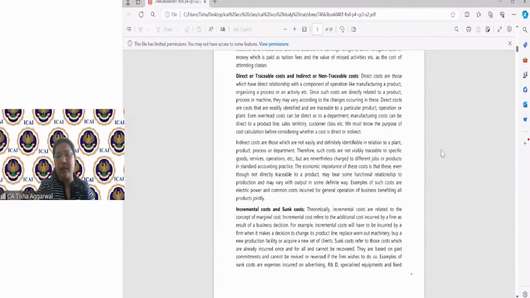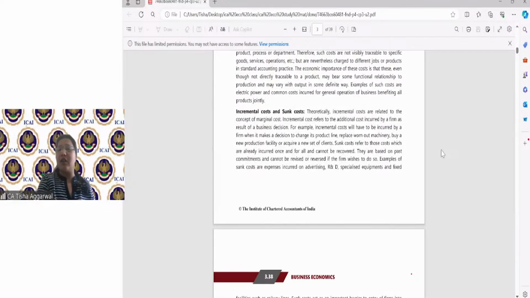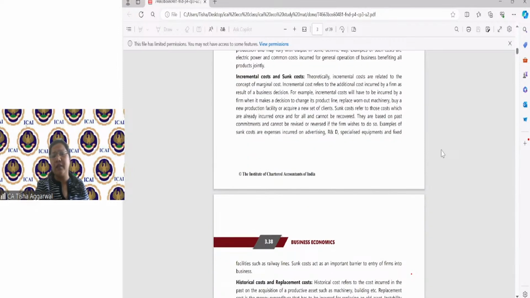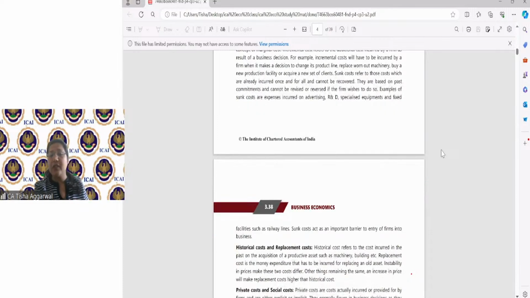Next is incremental cost. The cost which is marginal cost, additional cost incurred, is known as the incremental cost. What is the sunk cost? It is the kind of cost which is already incurred and cannot be recovered. For example, your cost on advertising, your cost on research and development. That sunk cost is something which creates a barrier to the entry of the firm. Research and development is a major expense. Advertising is a major expense. So this is a barrier to the entry of the firm in the business.